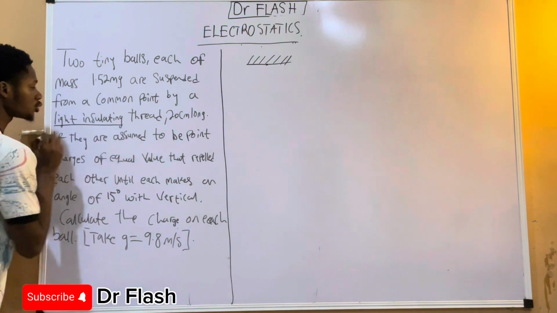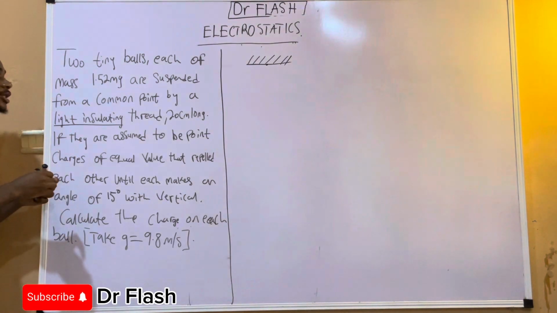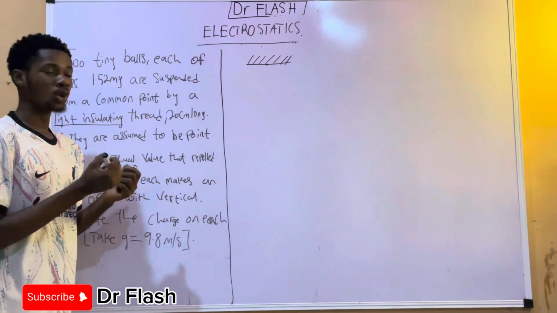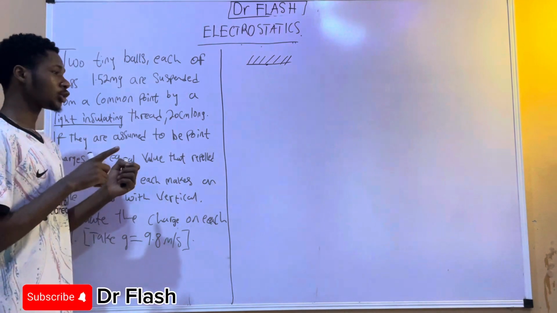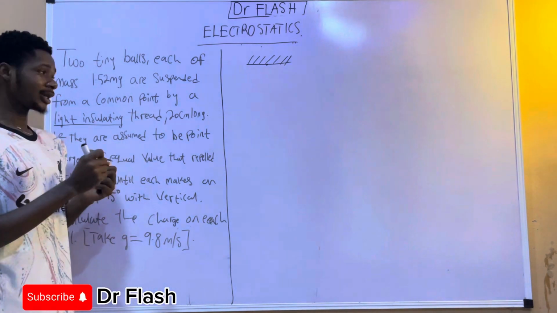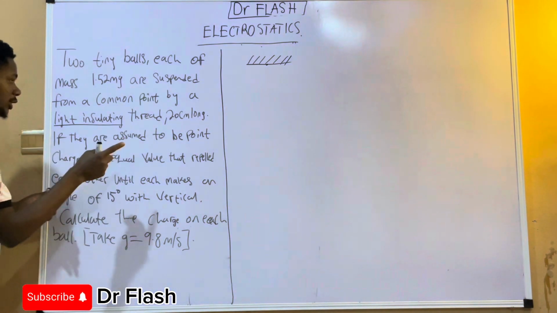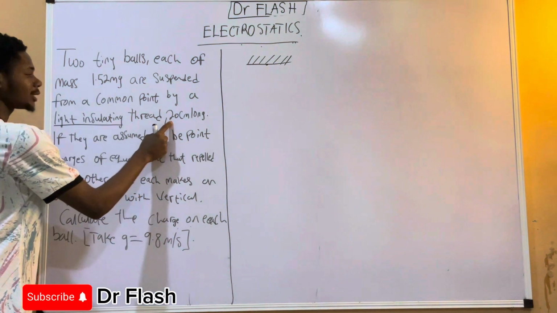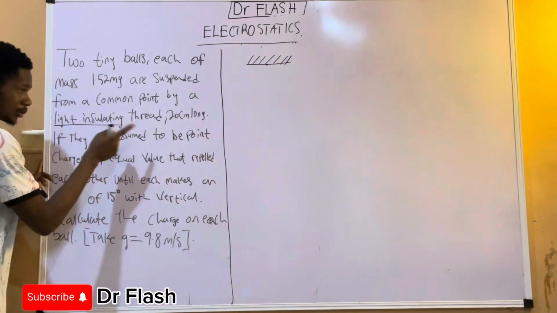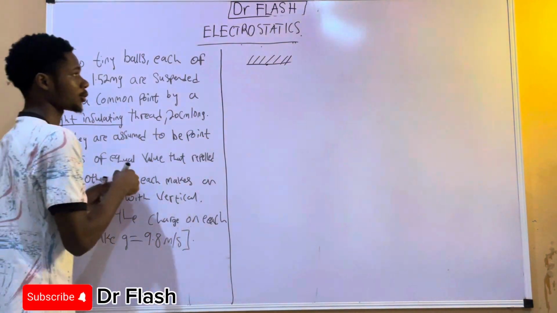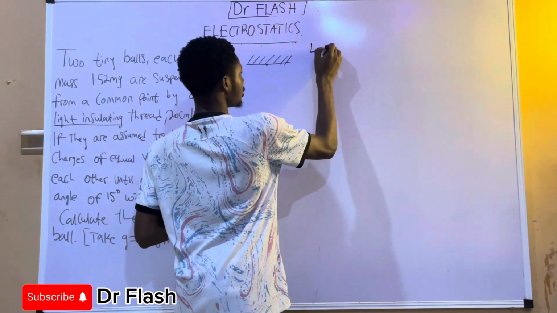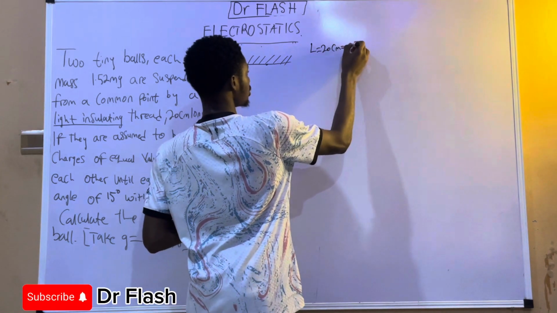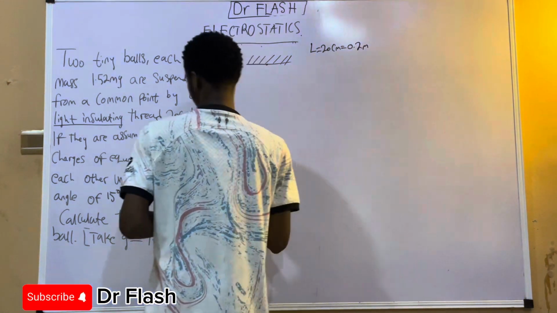Now, here is the key feature you should take note of. This insulating thread simply means that the thread does not conduct electricity, that is, charges cannot bleed through that thread that is used to hold the spheres or the tiny balls, okay? And then it is 20 centimeters long. Remember that will be converted to meter. Okay, so I'm going to write it here. 20 centimeter, which is 0.2 meter for the length of the thread.